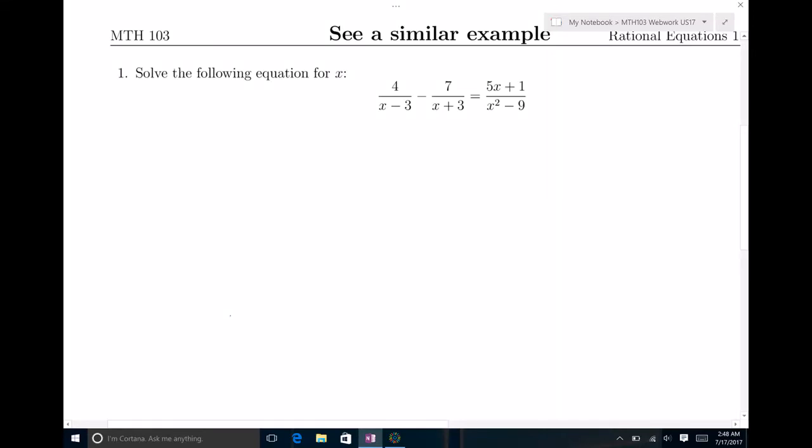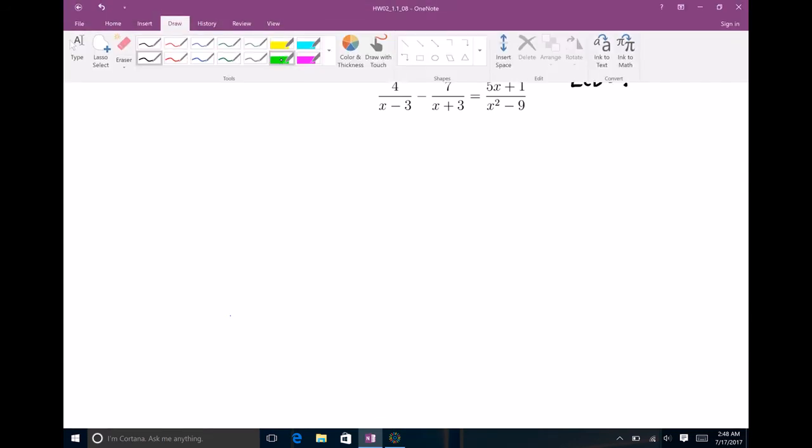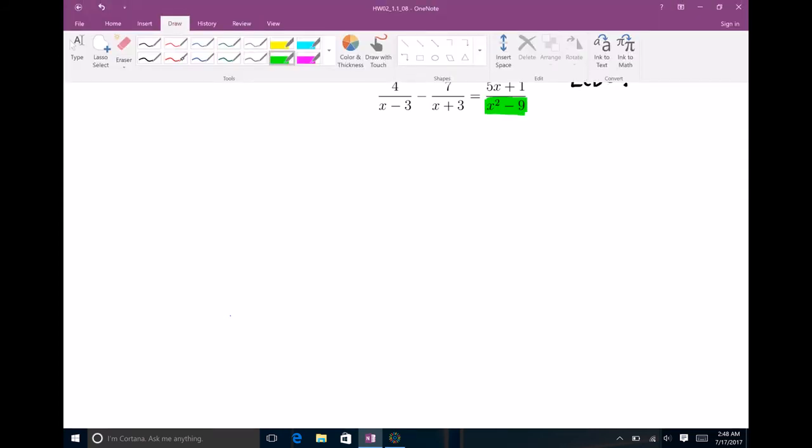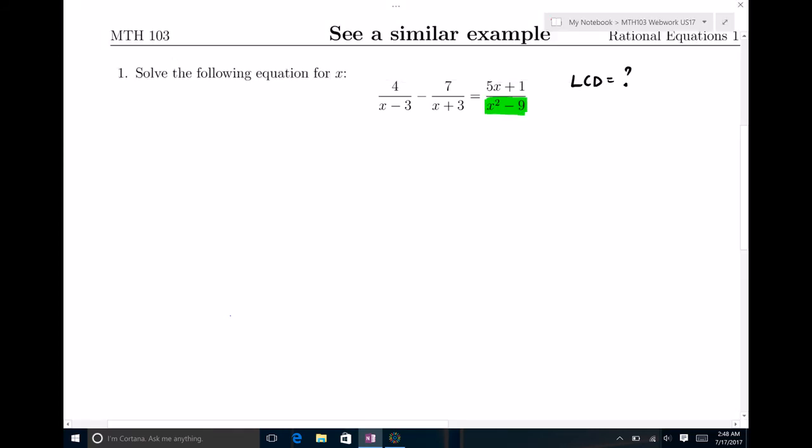In order to solve an equation that involves fractions, I always start with trying to find out what the LCD is. And since I have variables in the denominator, I'm going to factor this term to simplify it. In order to do that, I'm going to use the formula a squared minus b squared equals a plus b times a minus b.